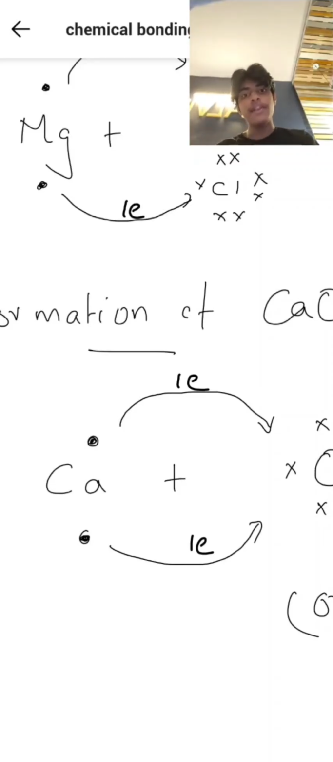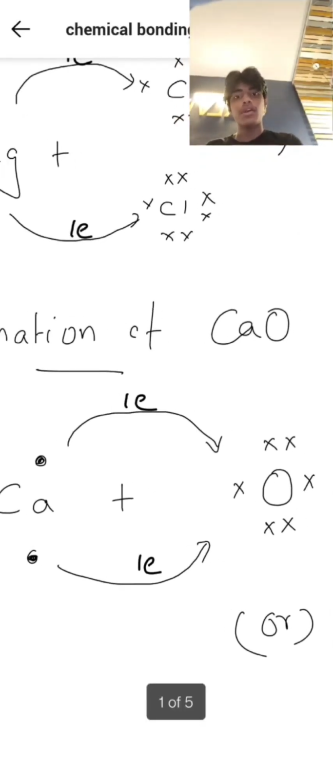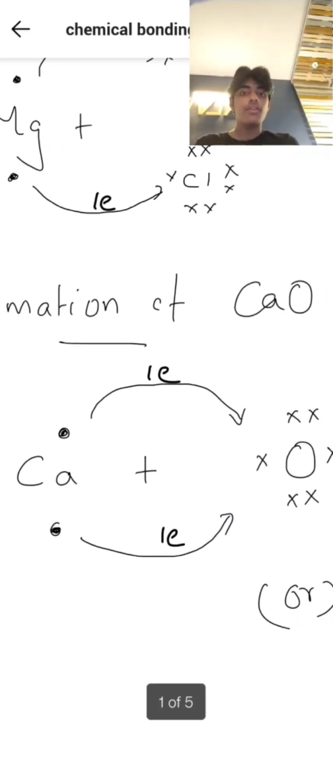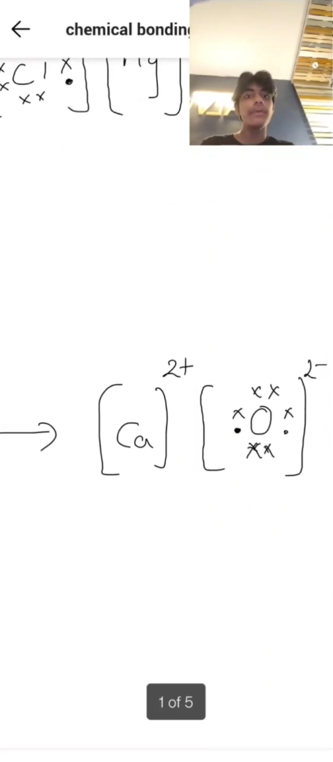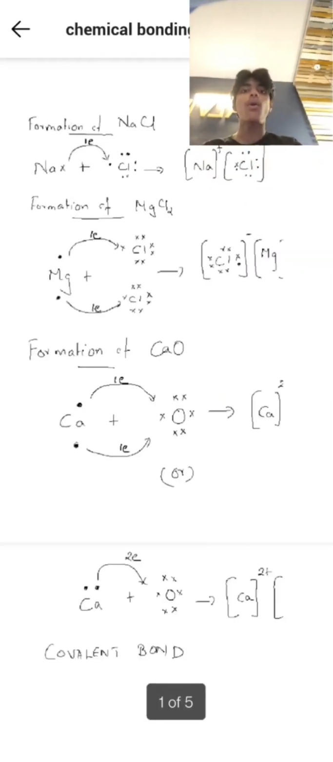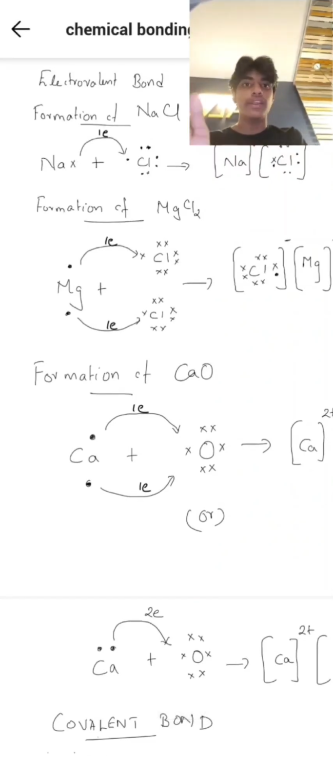If calcium loses 2 electrons and oxygen gains 2 electrons, won't both of them form a stable electronic configuration? That's why calcium will give both its electrons to oxygen. The first electron of calcium is going to the oxygen, and the second electron of calcium is also going to the oxygen. So it forms CaO, because there are no additional electrons. Calcium is giving 2 electrons, so it becomes electropositive, 2 plus, whereas oxygen is receiving 2 electrons, so it becomes 2 minus. So these are all your electrovalent bonds. We only have 3 electrovalent bonds in your syllabus, so know how to draw these really well.